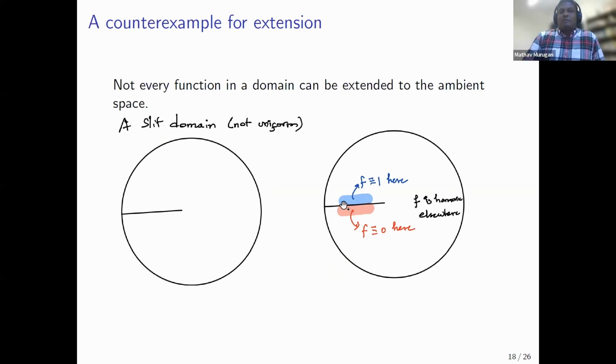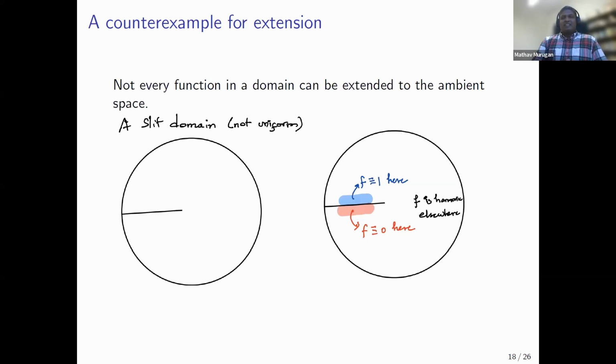by a curve whose diameter is comparable to the distance between them. So one can consider a function which is, let's say, 1 on this blue shaded region, 0 on the red shaded region, and harmonic elsewhere in the domain. This kind of function certainly belongs to the local space, but there is no function in the global Sobolev space in R^2, for W^{1,2}, such that the restriction is this function. Okay, so not every function in a domain can be extended to the ambient space, even in the classical W^{1,2} Sobolev space. This doesn't contradict our theorem because this domain is not uniform.